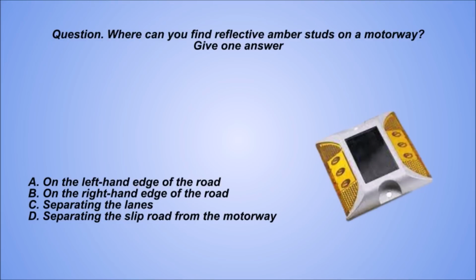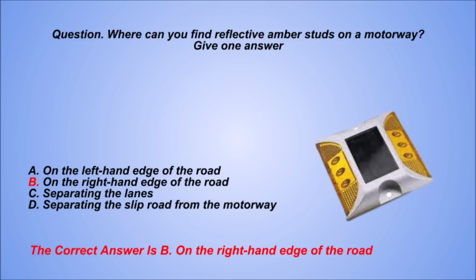Question. Where can you find reflective amber studs on a motorway? Give one answer. A. On the left-hand edge of the road. B. On the right-hand edge of the road. C. Separating the lanes. D. Separating the slip road from the motorway.